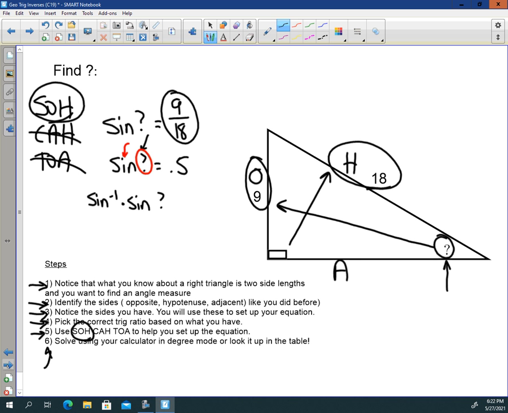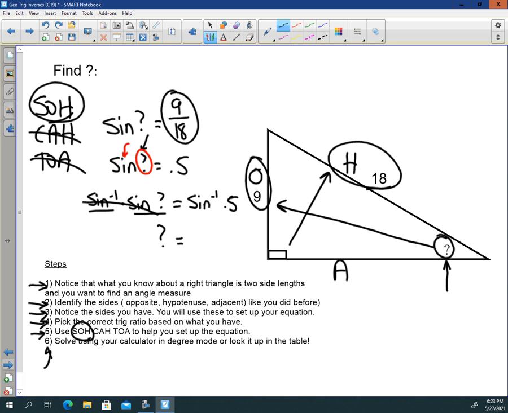So what you're going to do is multiply, quote unquote, by the inverse sine on both sides. So the inverse sine times sine of question mark equals the inverse sine of 0.5. This creates that cancellation right there, which is why we're doing it. We're just, quote unquote, multiplying on both sides by the inverse trig ratio. What's left is the question mark.